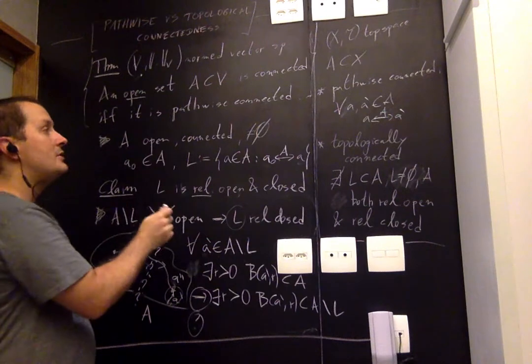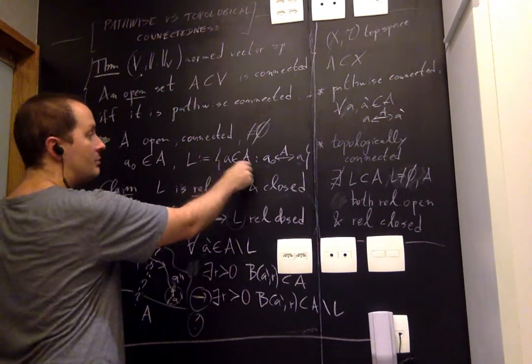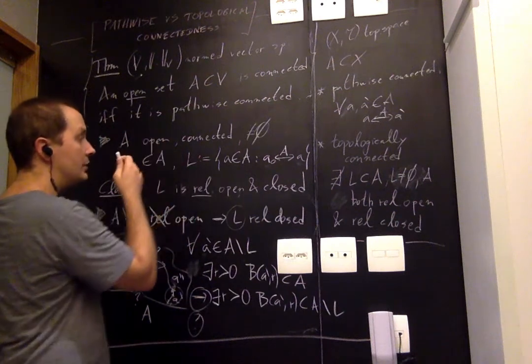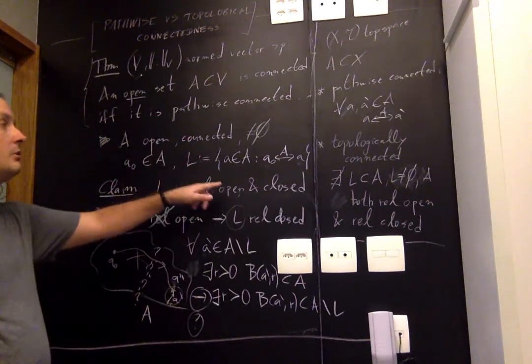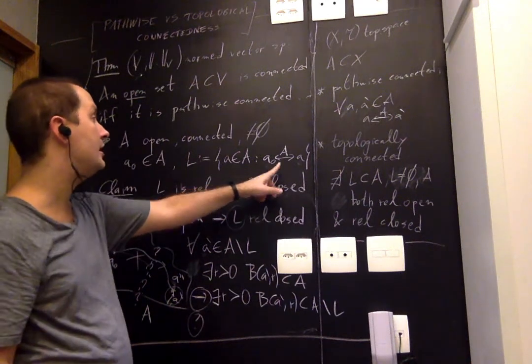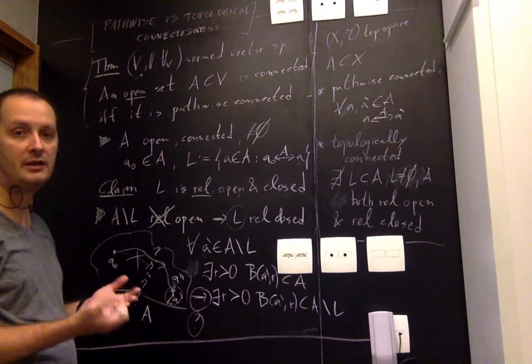But now we know it's not empty, right? Because we took this point A naught, and it is a point of L. So A naught belongs to L. Therefore, L is not empty, so L must be everything. L equals A, and all points in A are connected to A naught by a path. And therefore, they're all connected to one another by a continuous path.